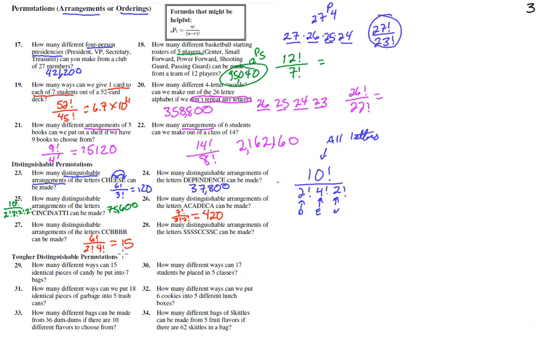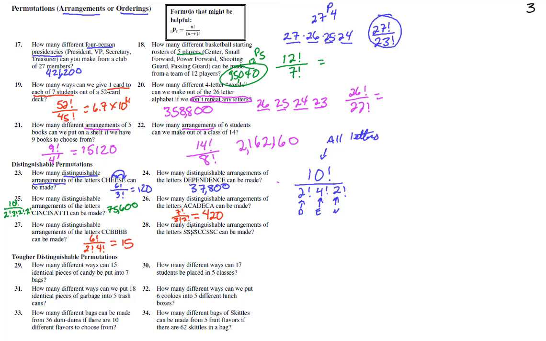Interesting. Look how small of a number it is once every letter is duplicated with some other letter. It really cuts down on how many different options there are. So let's try number 28 now. How many distinguishable arrangements of the letters?